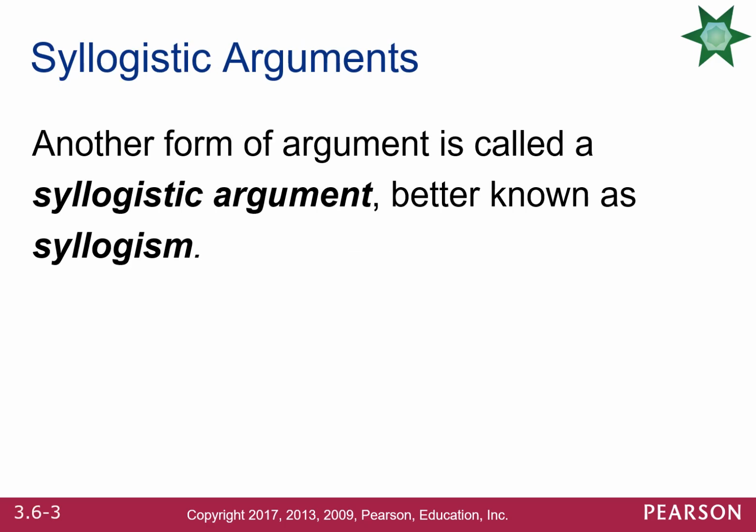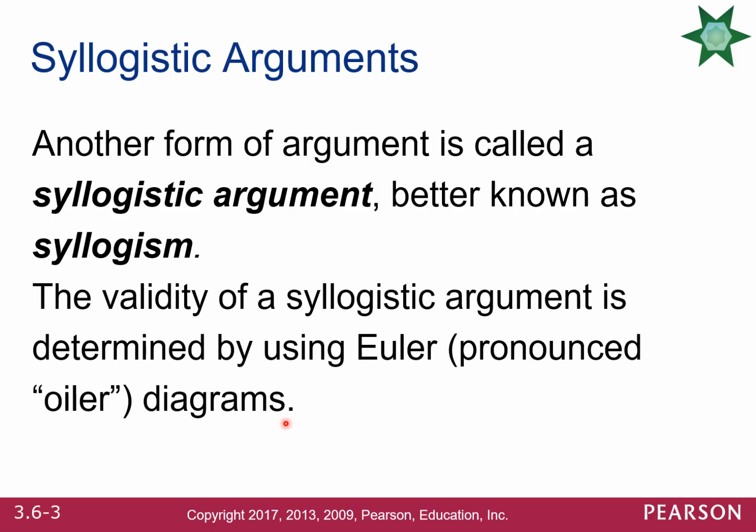Now, in chapter 3, we spend quite a bit of time talking about symbolic arguments, how to come up with truth tables, how to test their validity, and so on. We will now talk about another kind of argument, which is called a syllogistic argument. It's also known as syllogism, and to validate and test such arguments, we will be using what's called the Euler diagrams, which we will learn about. All right, so the only way we can test syllogistic arguments is by using Euler's diagrams.